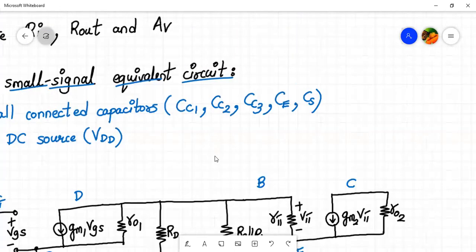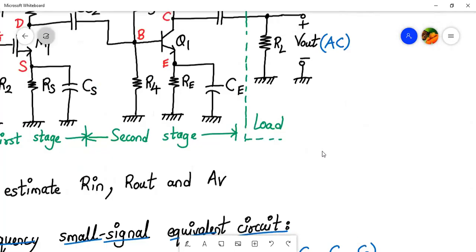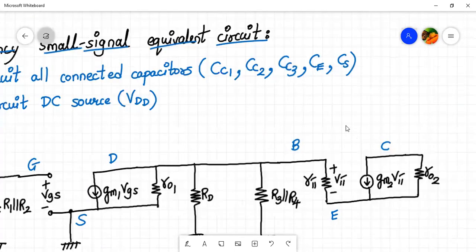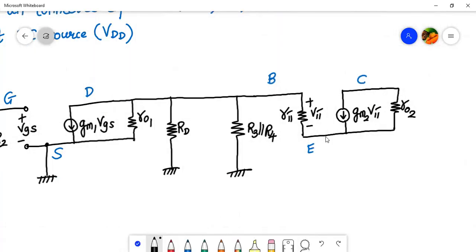Now let us move on to the emitter terminal. At the emitter terminal, again, we have a capacitor in parallel with RE resistance. So this capacitor will behave as a short. So the emitter terminal will be directly connected to the ground. So let me connect the emitter terminal to the ground.